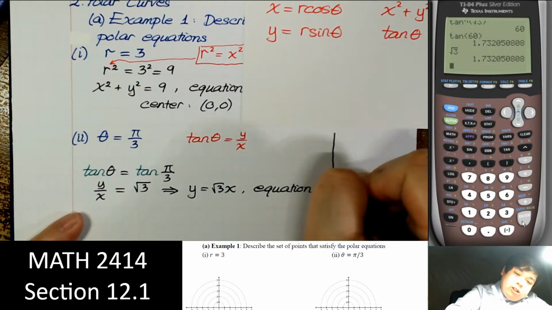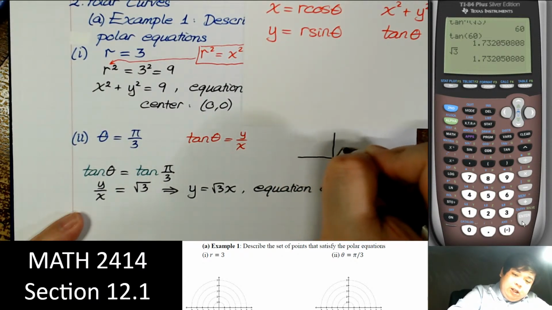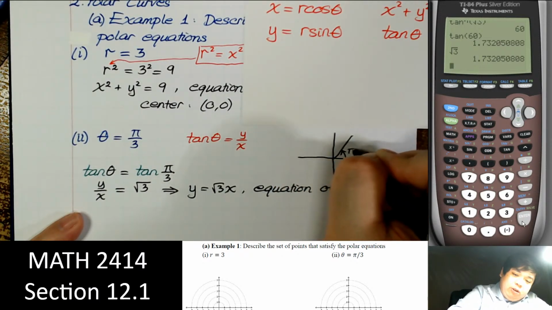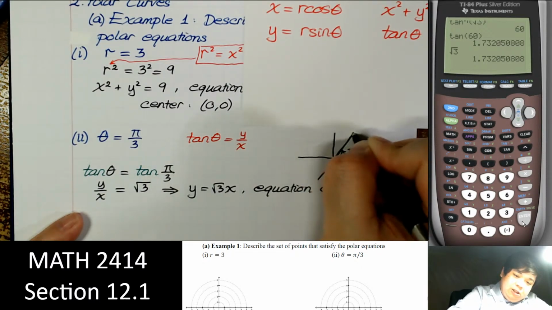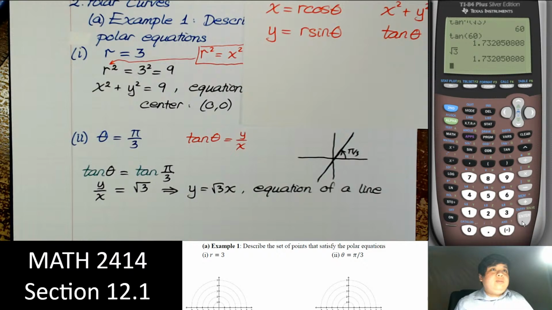So if we write theta equal to pi over 3, we have a line, y equal to square root of 3 x.